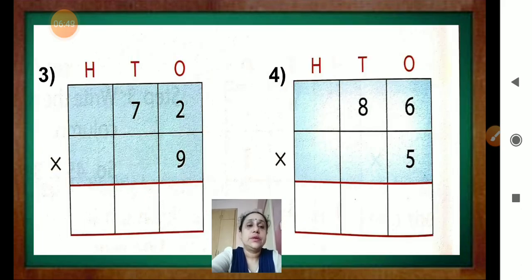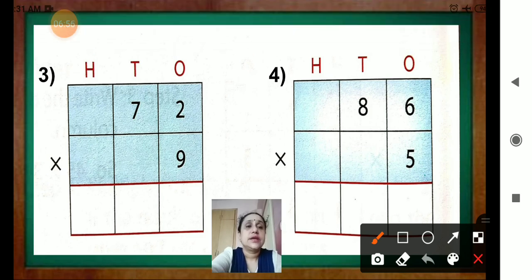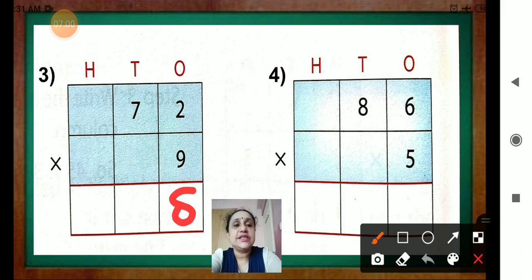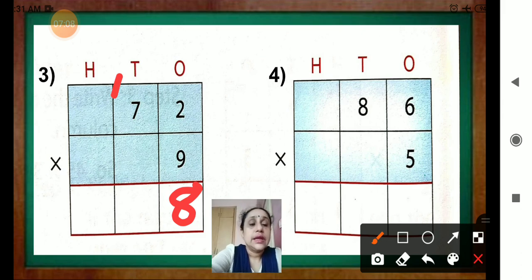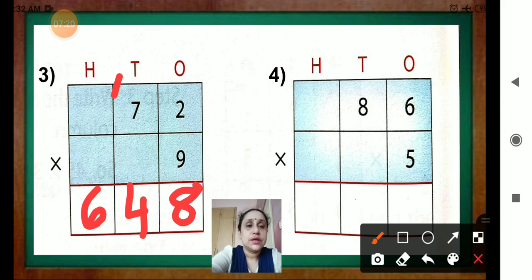Now question 3. 72 multiplied by 9. Now start from the ones place. 2 nines are 18. So you write 8. Now carry over 1. 9 sevens are 63. 63 plus 1, 64. Okay, 648.